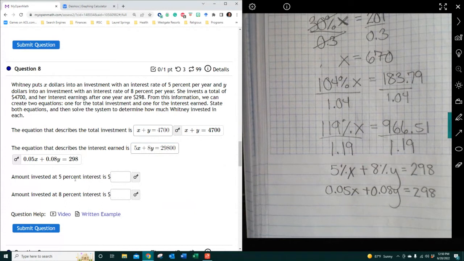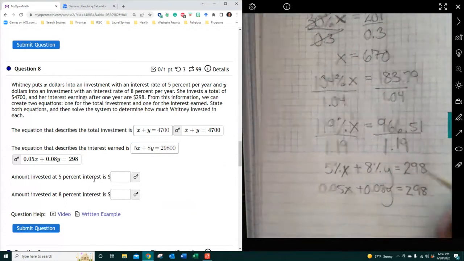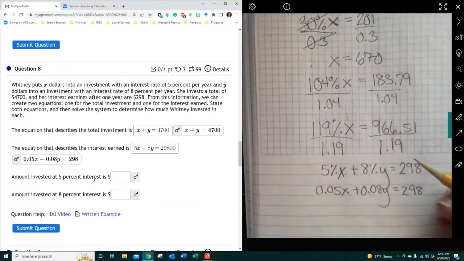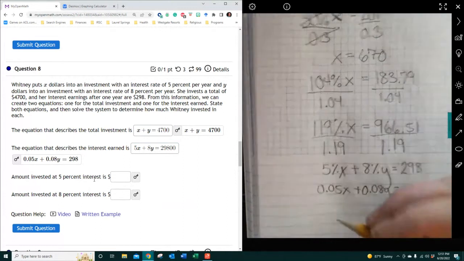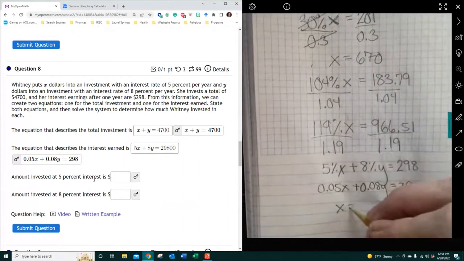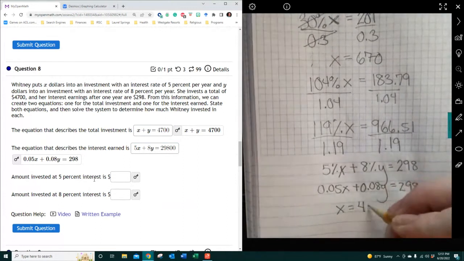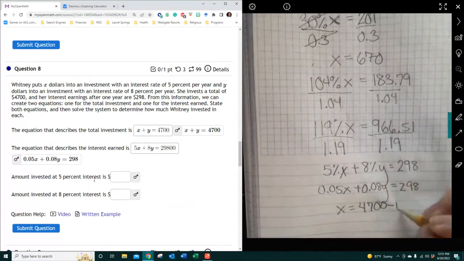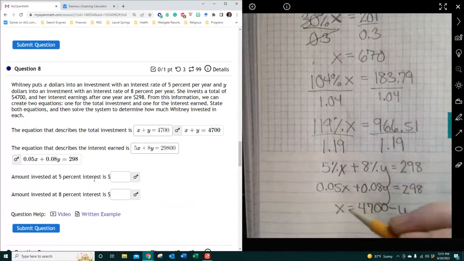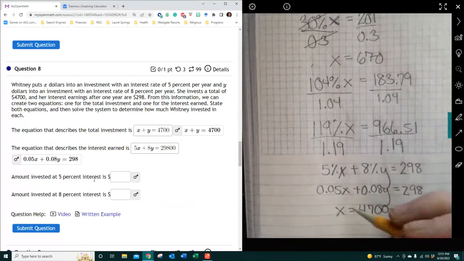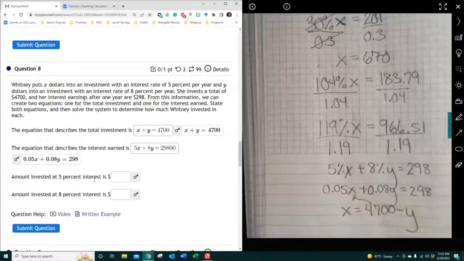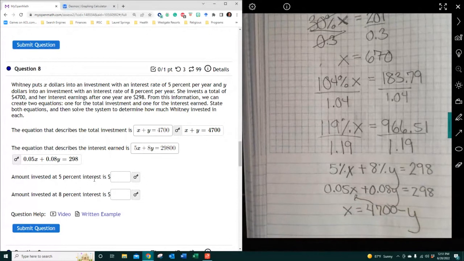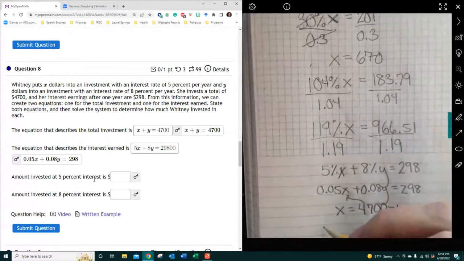Now, amount invested at 5% interest. Now the thing is, now that we got these 2 equations, right? We have these 2 equations. We can do substitution. But what you want to do is solve for X in the one. In other words, take 4,700 and minus Y from it, and you're going to get X by itself. And then you can plug that back into the equation right here. And then you're going to get now just Y. All right. And here, so let's go ahead and do that.